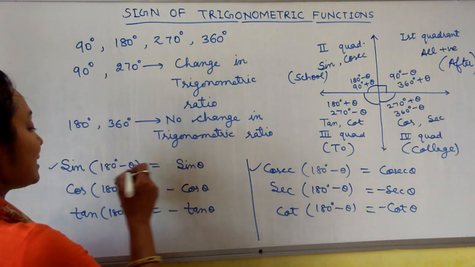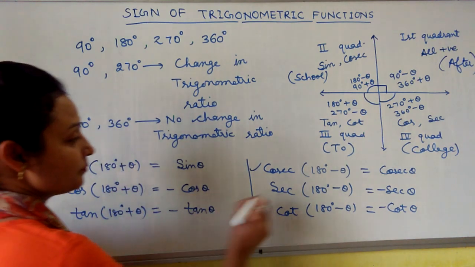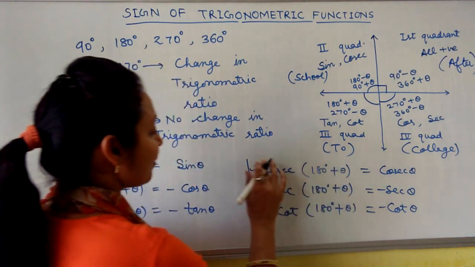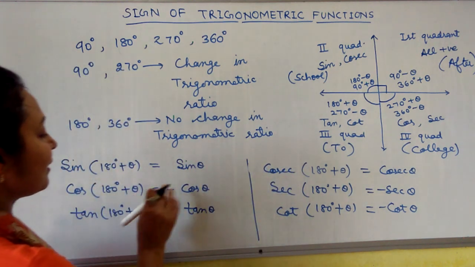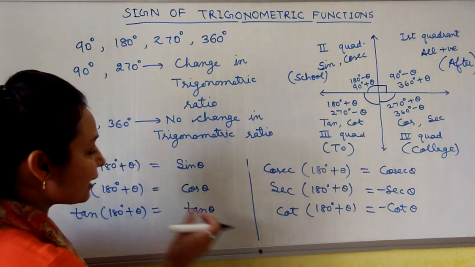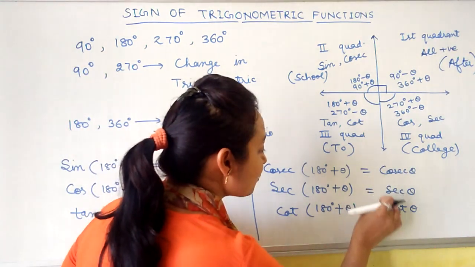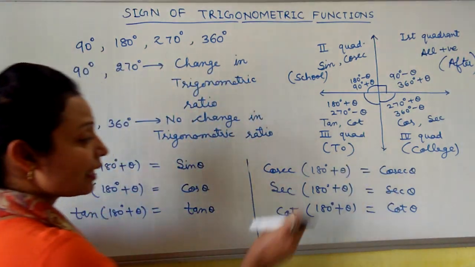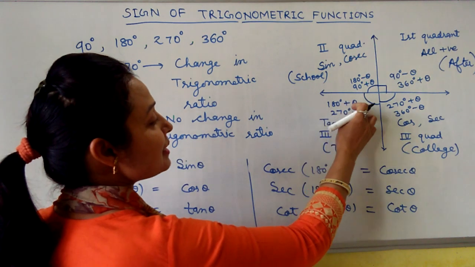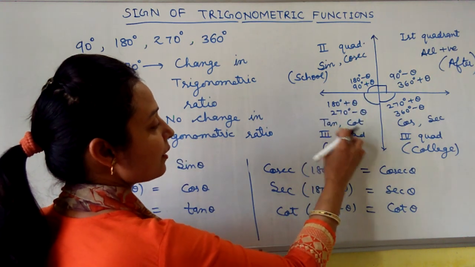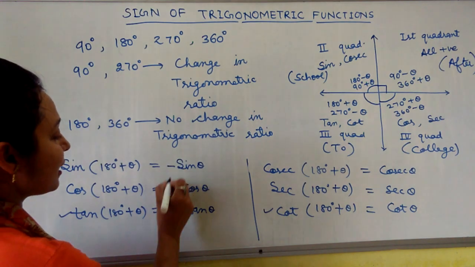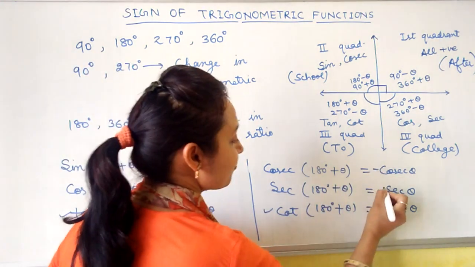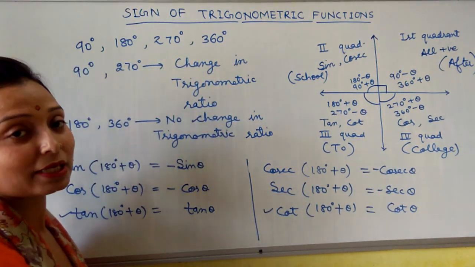Now come to 180 plus theta. When we talk about 180 plus theta, it is the third quadrant. I will remove all the negative signs because I want to change the sign according to the quadrant. 180 plus theta is the quadrant for tan and cot. That means tan and cot remain positive, others are negative. So this is 180 plus theta.